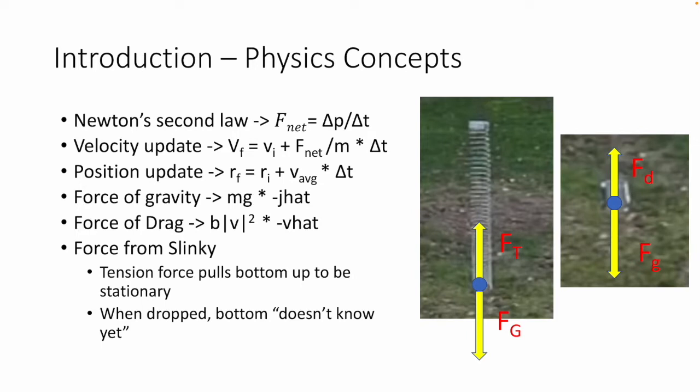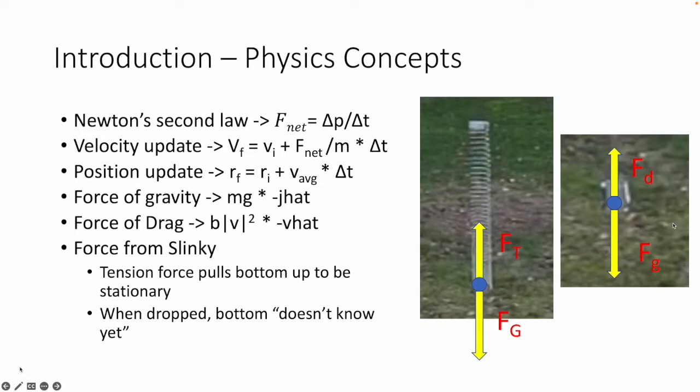In this lab, the tension force from the slinky pulls up the bottom to be stationary. When the top is dropped, the tension force is still there and the bottom stays still. The two different parts of the slinky drop are shown to the right. In phase 1, the force of tension counteracts the force of gravity, so the bottom is stationary. In phase 2, both the top and bottom of the slinky meet and it falls.